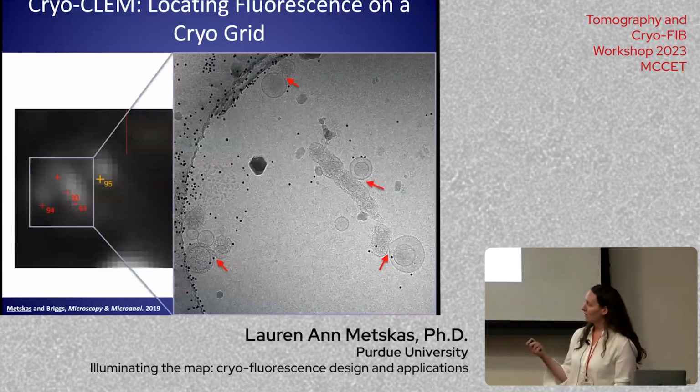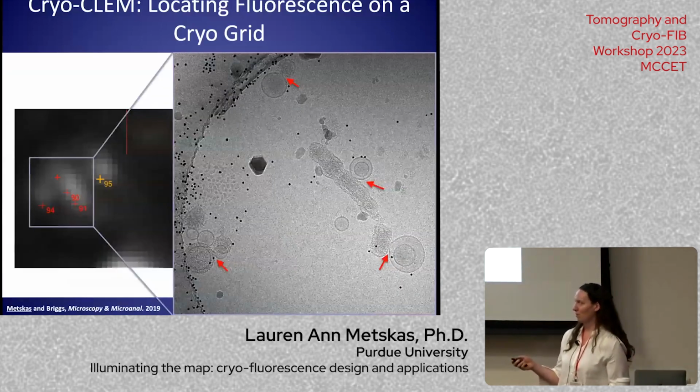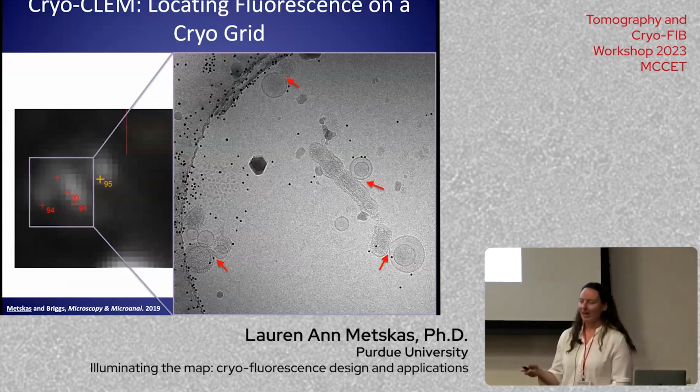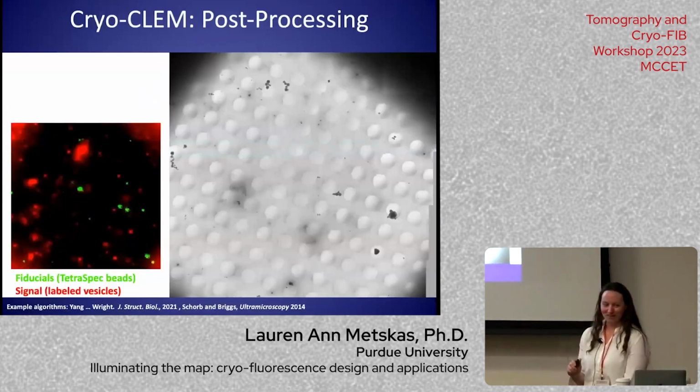And so this is one of my correlations. Obviously, it's one of the better ones, which is why I show it here, despite all of this ice contamination. But you can just point and be shown what was fluorescing. In this case, viruses fusing with vesicles. So we're not done. The next part is the post-processing.